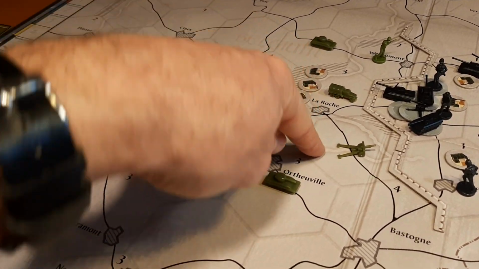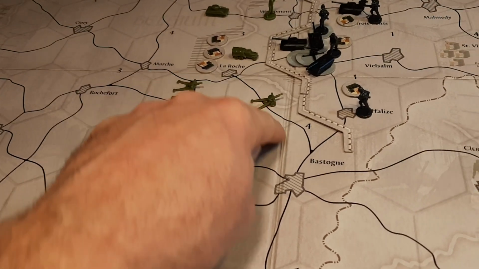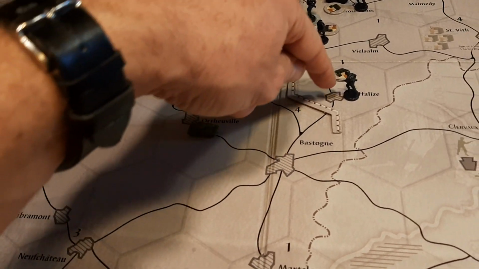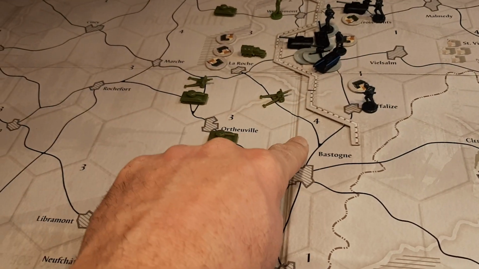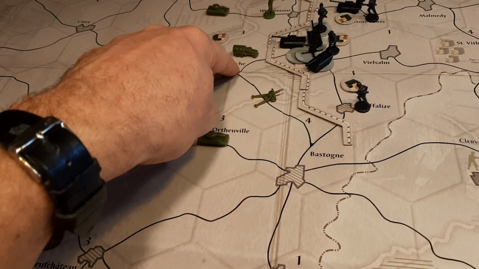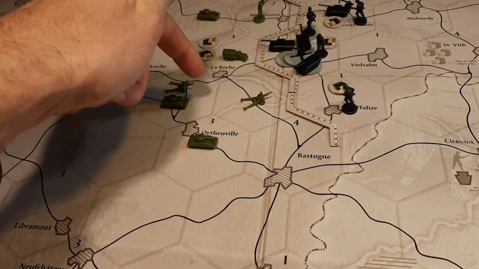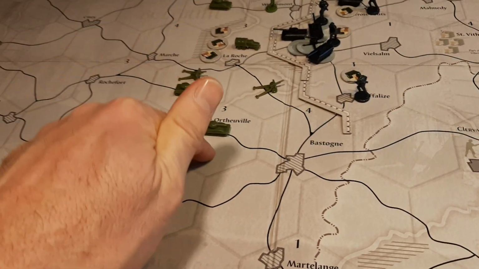The infantry here was destroyed, and the tank had to move here because it cannot move here because that's an enemy zone of control exerted by the enemy infantry. So it could not have moved there. It could not have moved in there either for the same reason. I suppose it could have moved over there, but it moved over here.